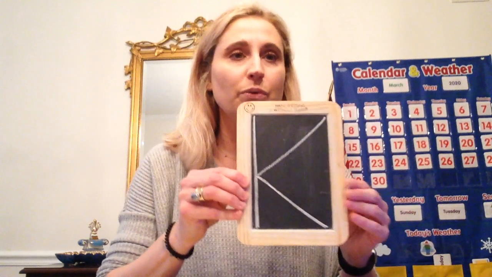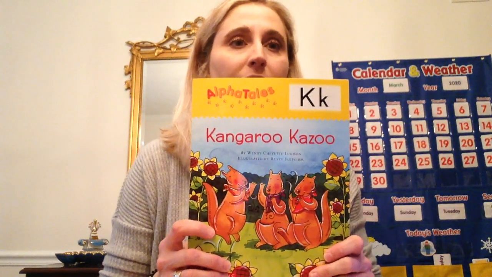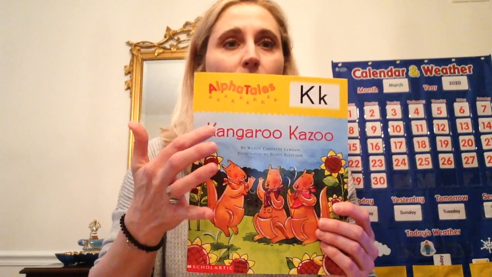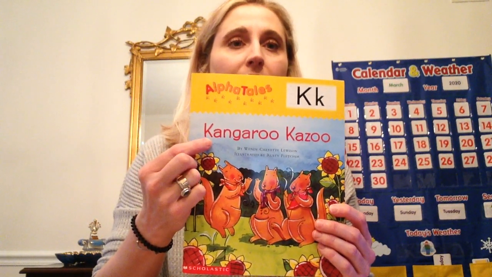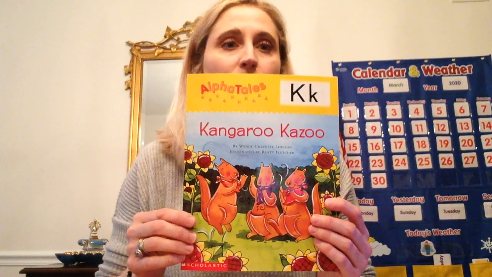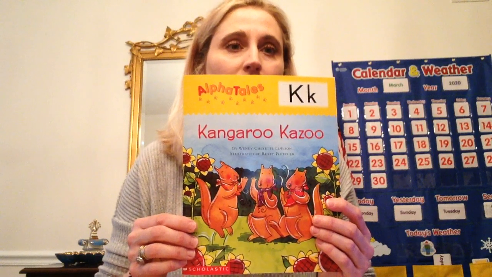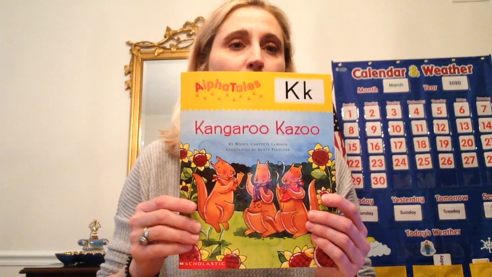In today's lesson, we're going to learn how to write the letter K. But before we learn how to make the letter K, I'm going to share with you a story I have about the letter K titled Kangaroo Kazoo. And if you look here, kangaroo and kazoo both start with the letter K. A kazoo is a type of instrument that you play with your mouth.